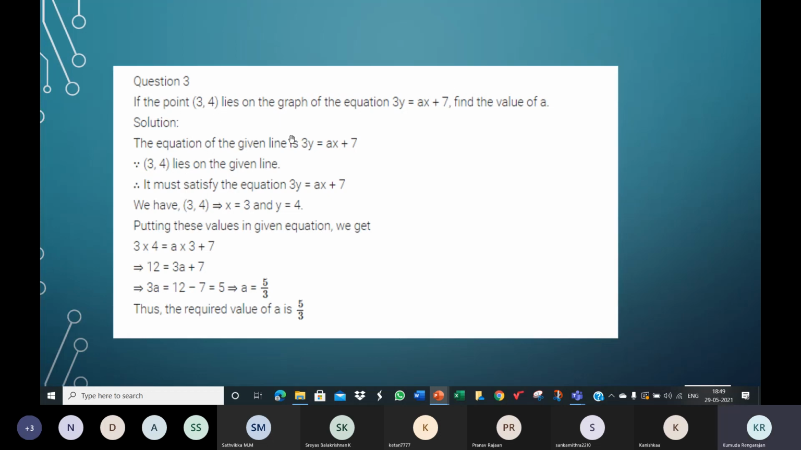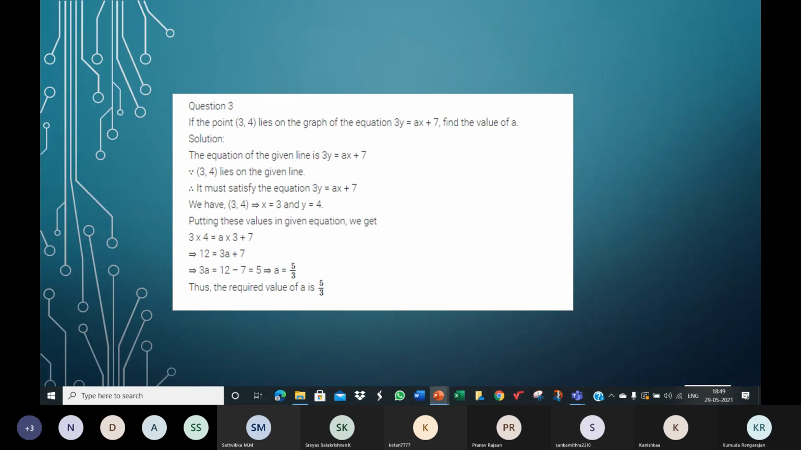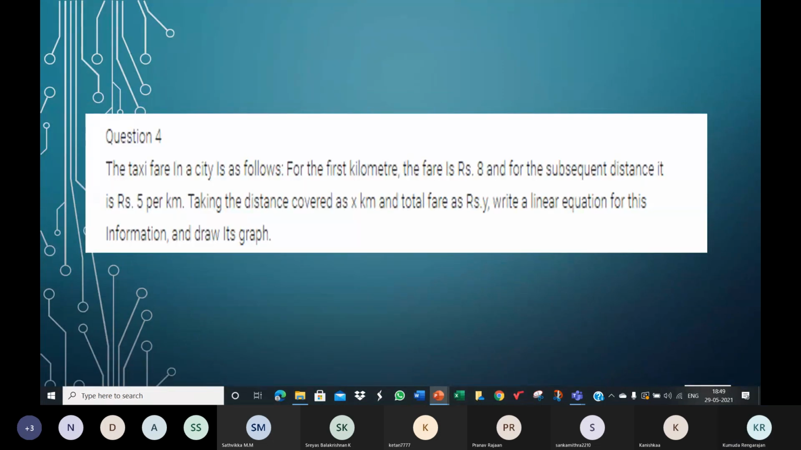Yeah, this is simple. If this one lies on the graph of this equation, find the value of A. So you will have to use x as 3 and y as 4, solve the equation and find the value of A. Do this, children.